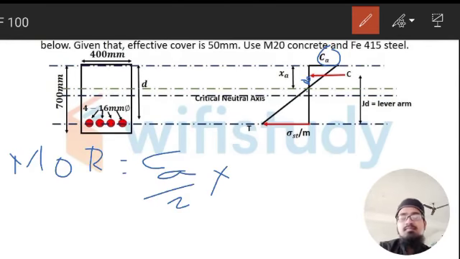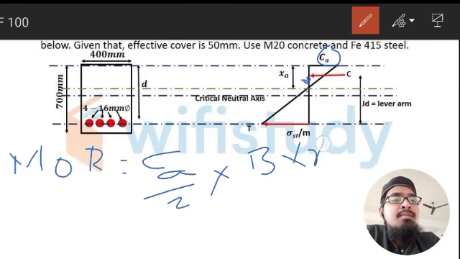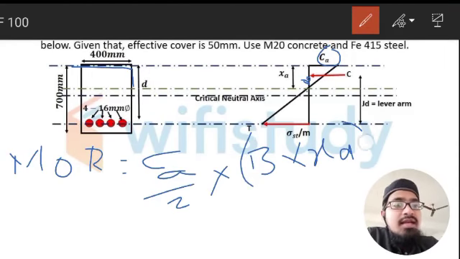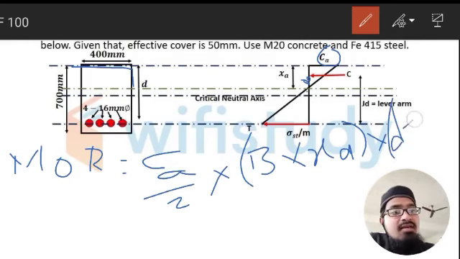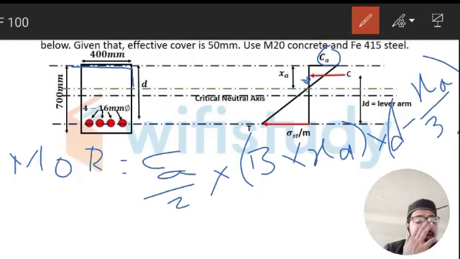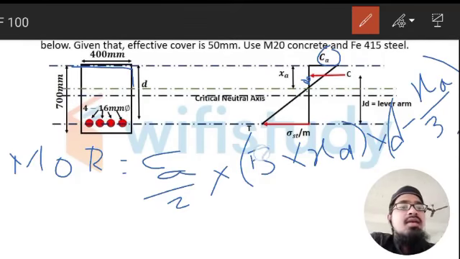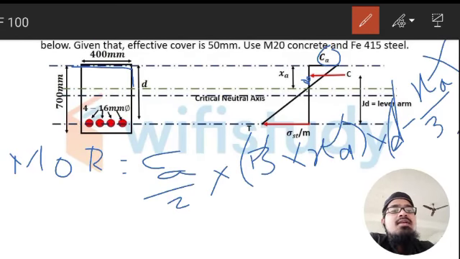and area. Up to here area is how much? B into XA. B is the width, which is the same, and up to here XA is the depth, actually the depth of neutral axis. So Ca by 2 into B into XA into lever arm. What is the lever arm? D minus XA by 3. This is the lever arm formula. Overall, this is the formula for finding out moment of resistance. So we know B, we know XA, we know D. Only the term we don't know is Ca.